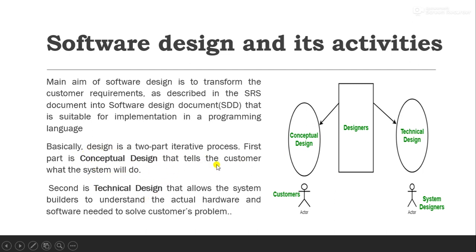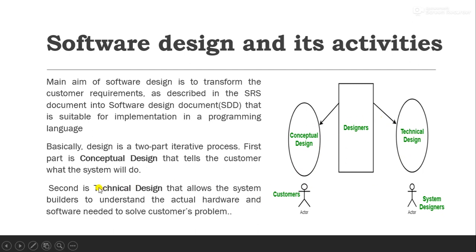In the conceptual design we try to design the abstract level of a system, and it is specially for the customer. This first part, conceptual design, tells the customer what this system will do. Usually the designer performs two design processes. First one is conceptual design and second one is technical design. This conceptual design is specially for the customer, which tells the customer what this system will do but not how this system is going to perform these tasks.